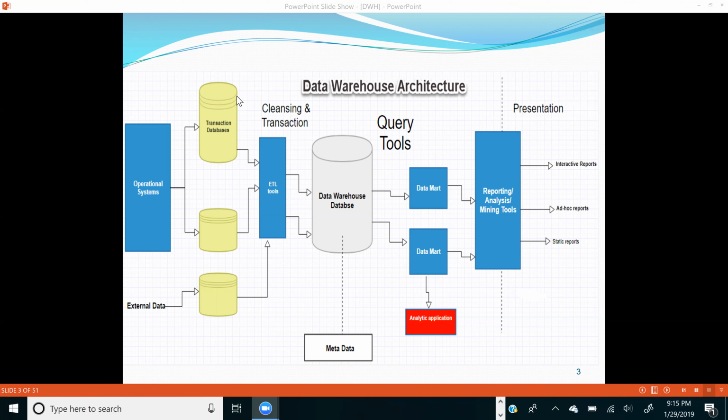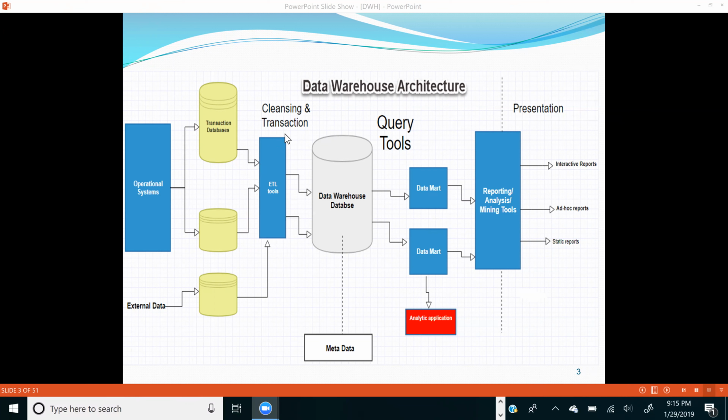So from these transactional databases, on the next step, you have ETL tools. If you look at the name, E means extract, then transform, then load. Some of the popular ETL tools in the market are Informatica, Ab Initio, IBM DataStage, Microsoft SSIS, and Talend.